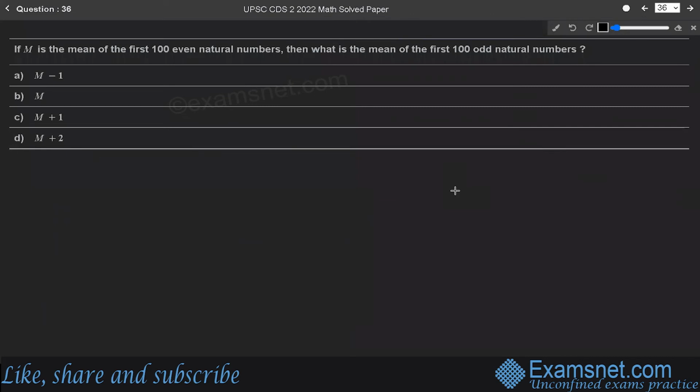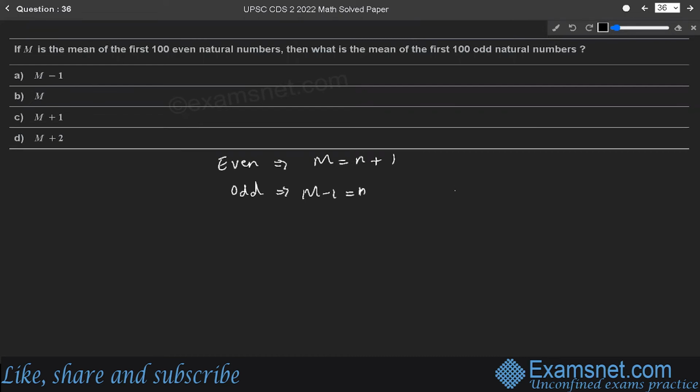Next question: if m is the mean of the first 100 even natural numbers, then what is the mean of the first 100 odd natural numbers? It is a very, very simple question. We know that the mean for even numbers is given by n plus 1. For the odd numbers, the mean will be n, which means it will be m minus 1.